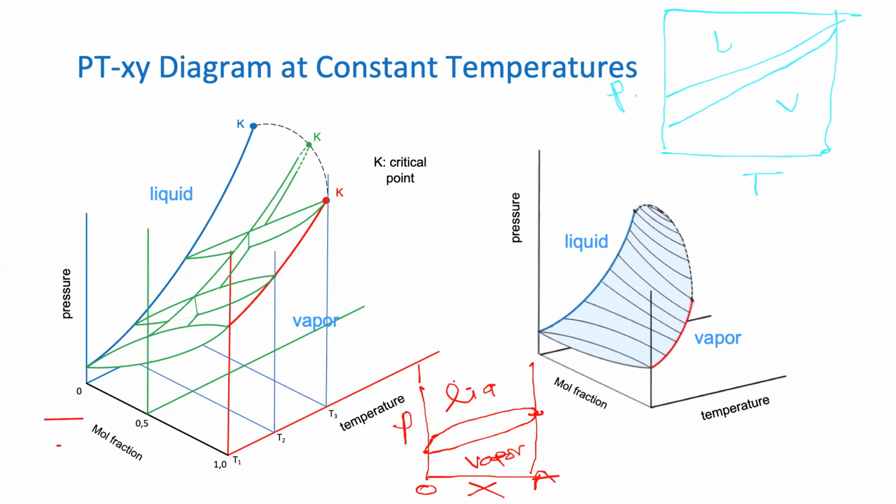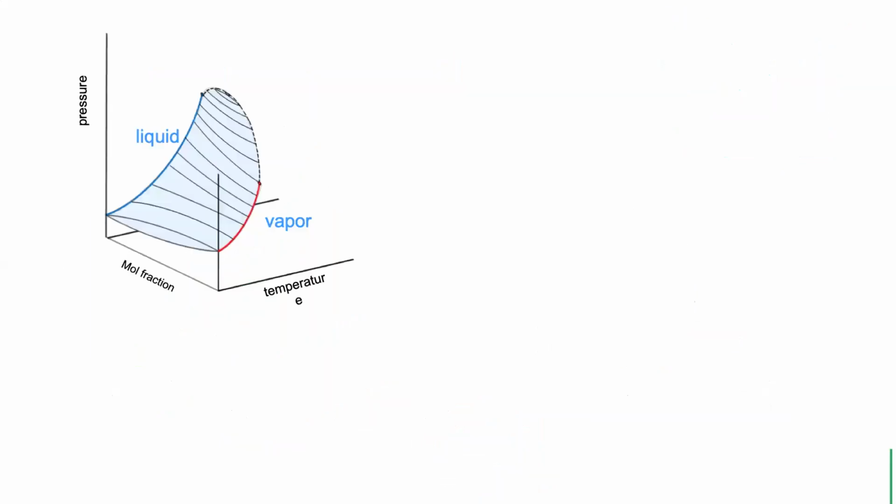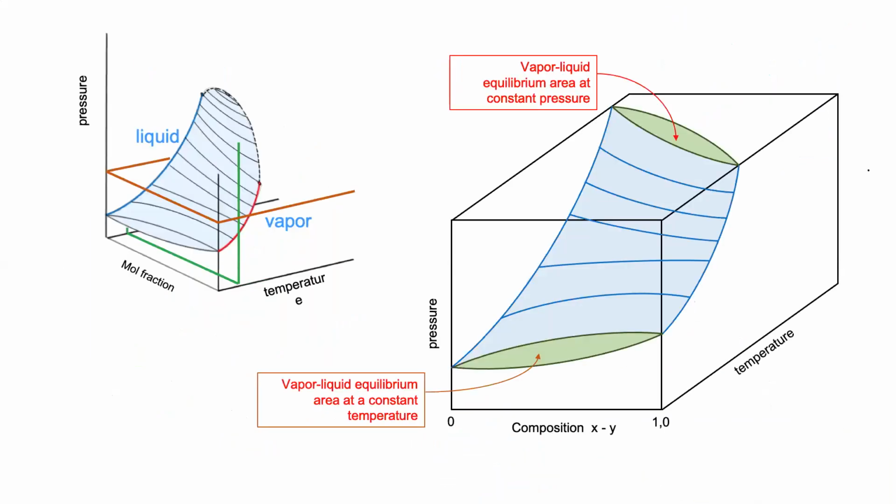So for practicality, it is easier to keep the pressure constant and change the temperature. Okay, so that's why let's have a look at the next slide. On the next slide, it's much easier for us to do this one here. Yeah, so the vapor-liquid equilibrium at a constant pressure.